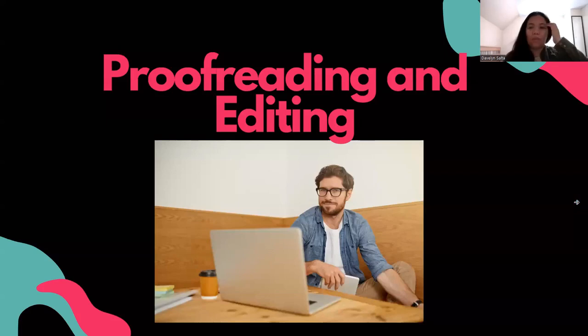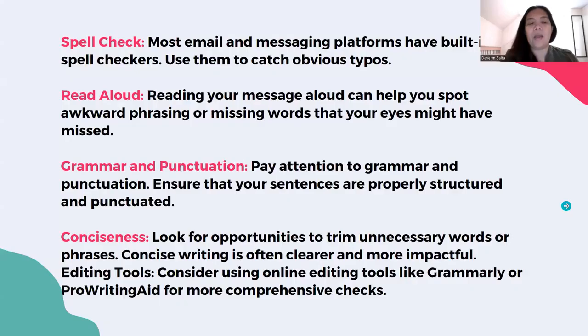All right, so let's move on to proofreading and editing, which is also one of the steps to avoid misunderstanding and misinterpretations. Spell check. Most email and messaging platforms have built-in spell checkers. Use them to catch obvious typos. Make sure they're activated. It's in your settings, so make sure that the feature is on in your email and messaging platforms.